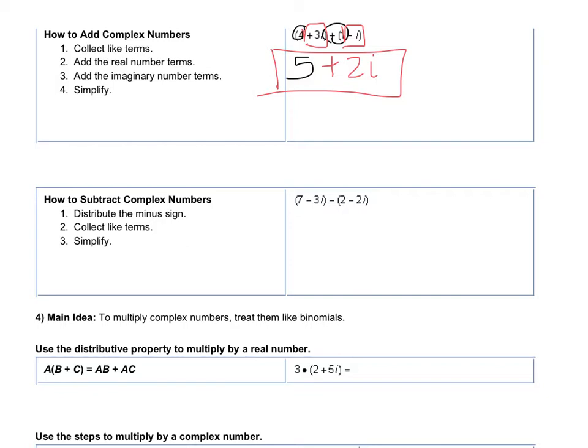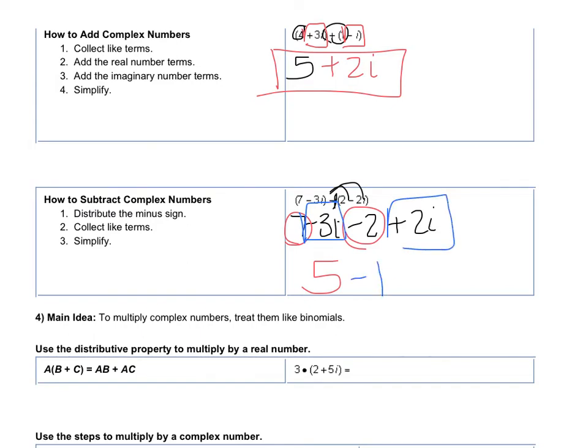I can also subtract. Now remember, there is a -1 in front of this, so I need to distribute that. -1 times 2 is -2. -1 times -2i is positive 2i. I can combine my 7 and my minus 2, which is 5. I can also combine my minus 3i plus 2i, which is -1i.